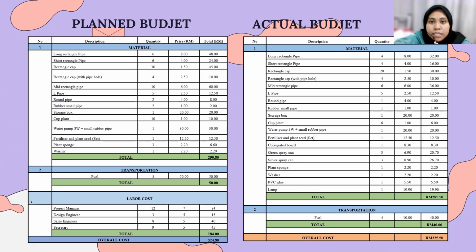And this is our planned budget and actual budget. As you can see here, our planned budget is more than the actual budget. The planned budget is 424 ringgit 80 cent, and our actual budget is only 325 ringgit 50 cent.